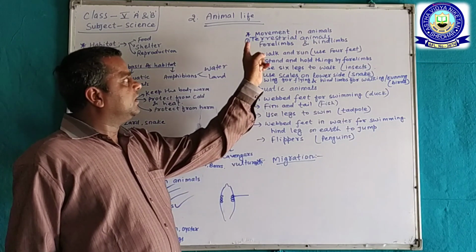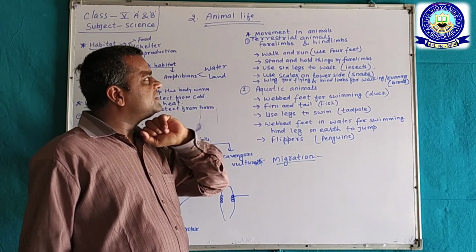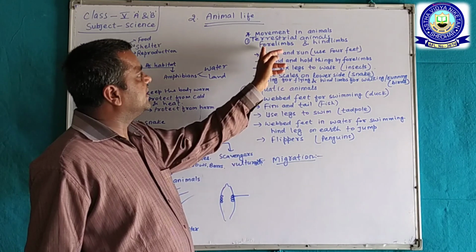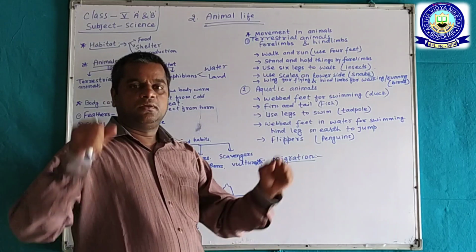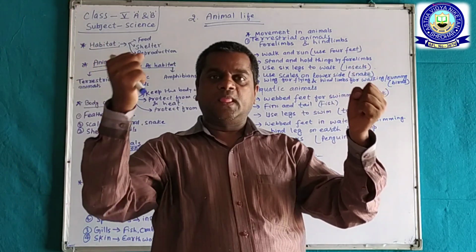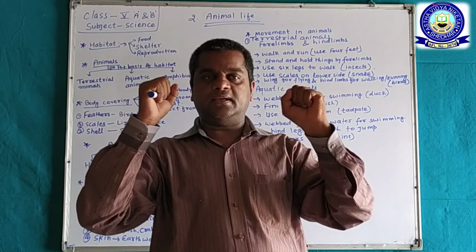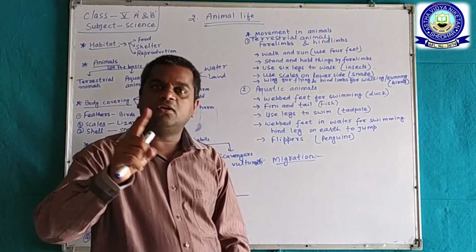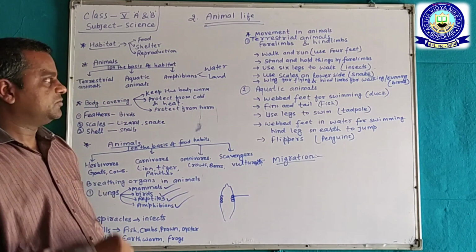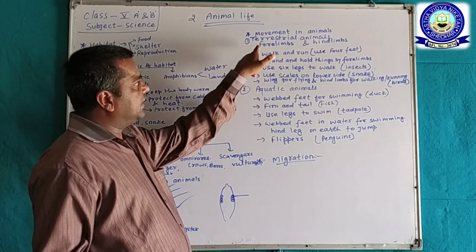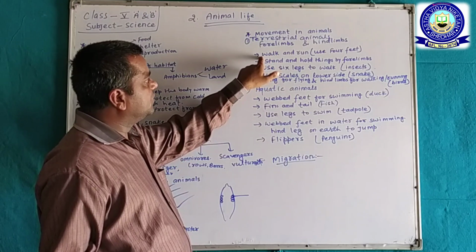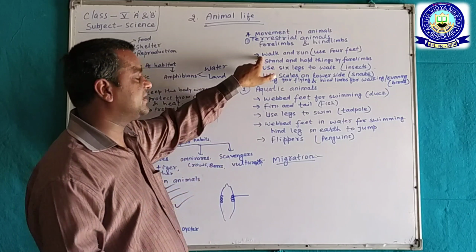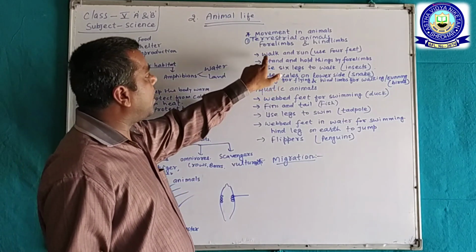First, the terrestrial animals. There are features, that is forelimbs and hind limbs. Forelimbs means both front legs are called forelimbs and back legs are called hind limbs. So these features help them to survive on land. Walk and run.